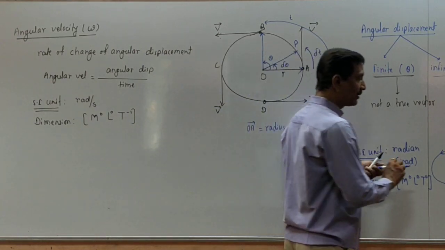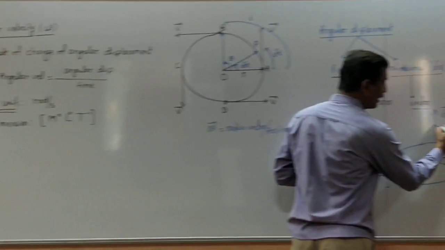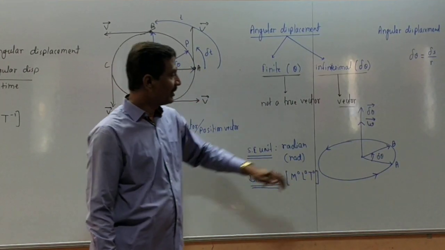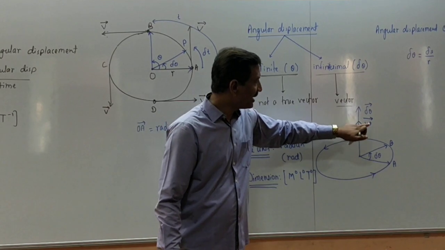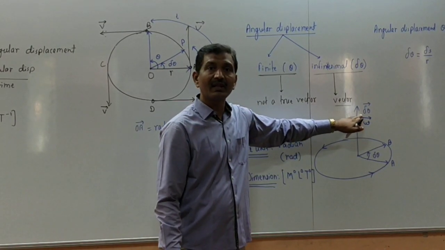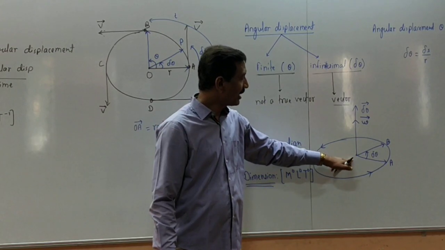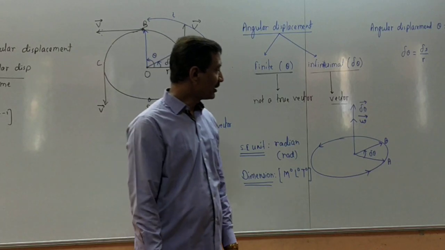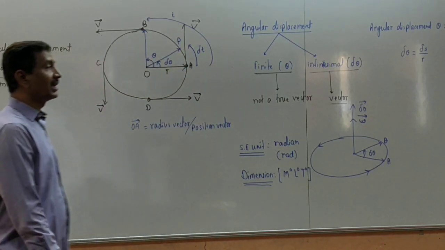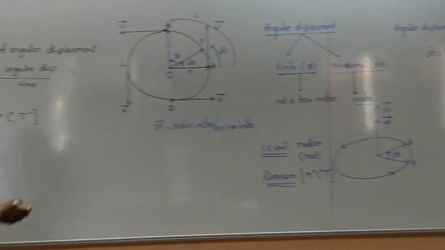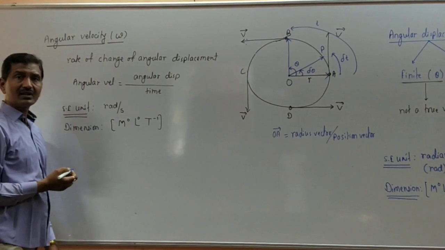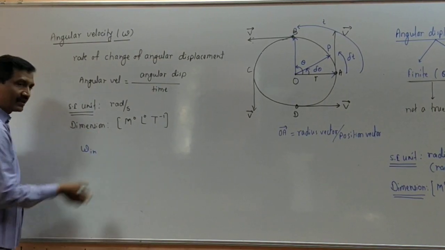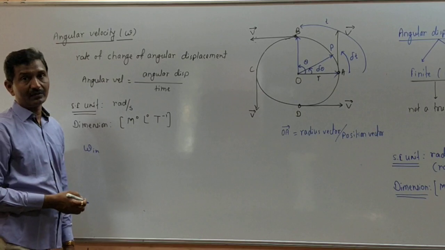Means the direction of angular velocity omega bar is the same as that of delta theta. Angular velocity omega bar as well as infinitesimal angular displacement delta theta bar are along the axis. So we use the right hand thumb rule to represent the direction of omega bar and delta theta bar. Now in case of angular velocity, we consider two cases, instantaneous angular velocity and average angular velocity.